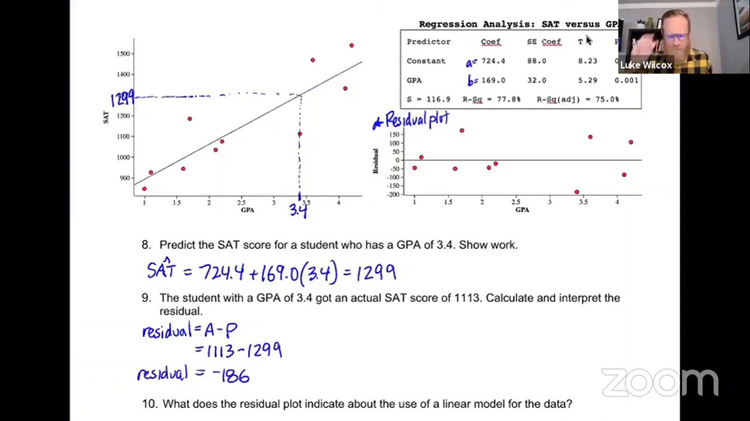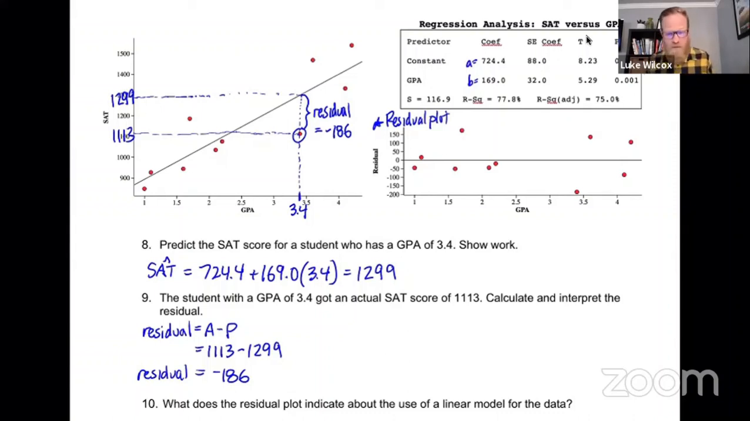Now let's see if that makes sense in the picture here. All right. In the picture, look, here's the student that actually has the 3.4 GPA. And sure enough, if you follow that over to the y-axis, it seems reasonable that that student's actual score was 1113, right? And what we're finding now is the difference between the predicted value and the actual value. And what we're getting is the residual. And so we're saying that this residual is equal to negative 186. And why is it negative? Well, that's because the actual value was less than the predicted value. And you can see that because that dot is lower than the line of best fit.